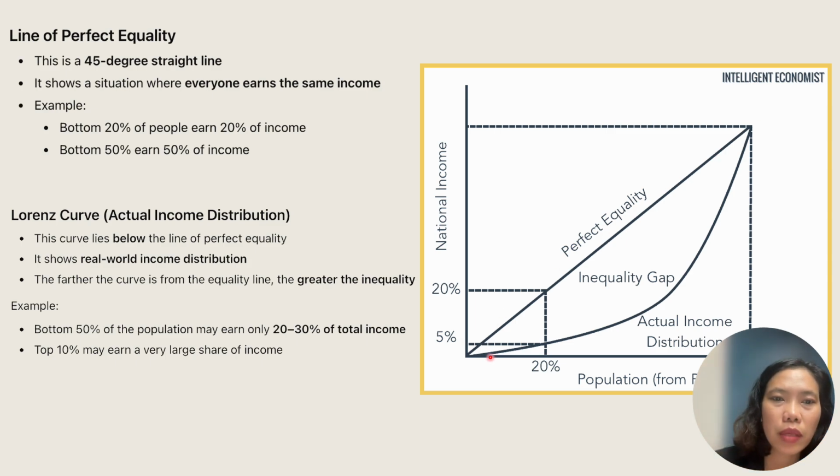For example, on the line of perfect equality, the bottom 20% of people earn 20% of income, and the bottom 50% earn 50% of income. The Lorenz curve lies below the perfect equality line, as you can see here. It shows the real world income distribution. So the farther the curve is from the equality line, the greater the inequality.